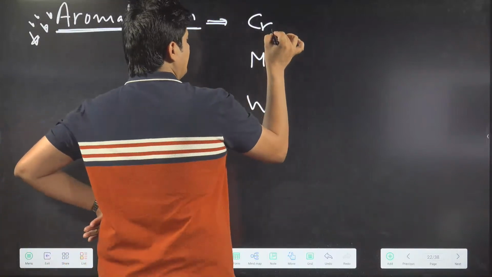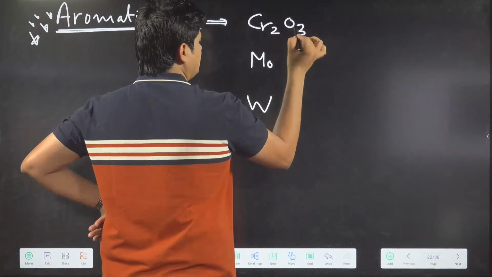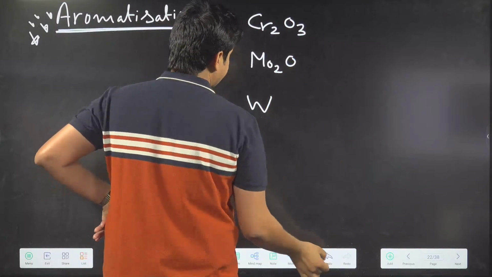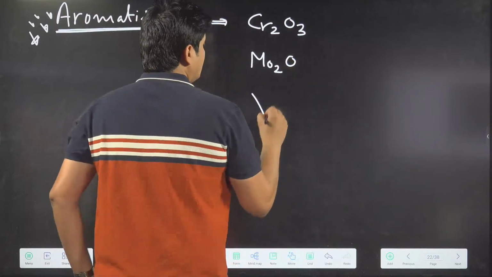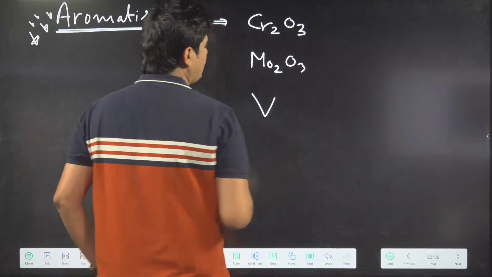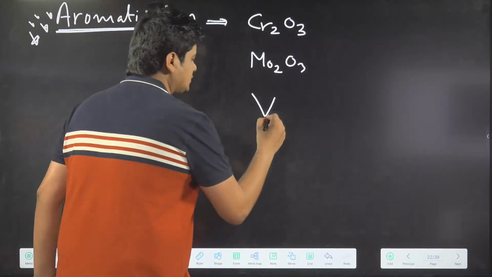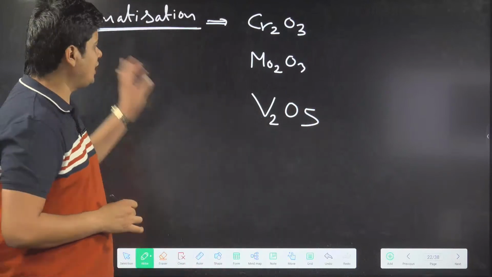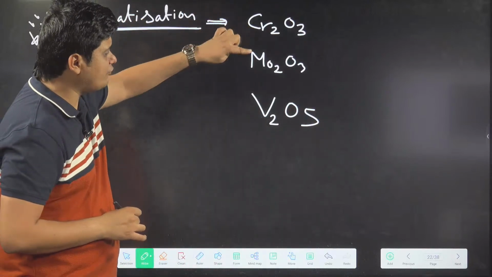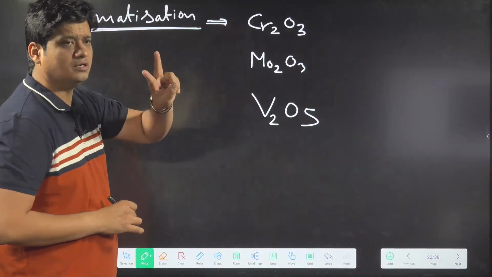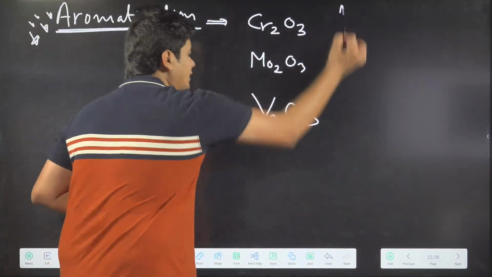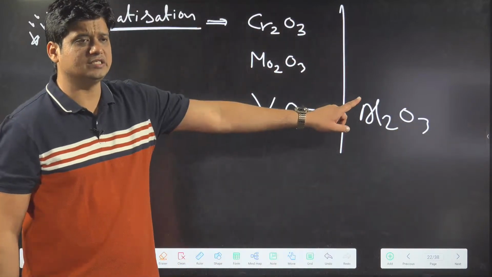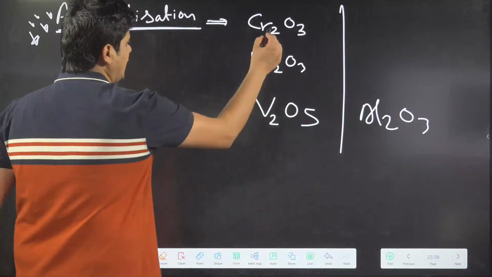Oxides of group 6 means chromium oxide Cr2O3, molybdenum oxide Mo2O3, and also vanadium oxide V2O5. What is the trick for the aromatization reaction? The oxides are supported over alumina gel, which means they will give you Cr2O3 on Al2O3.